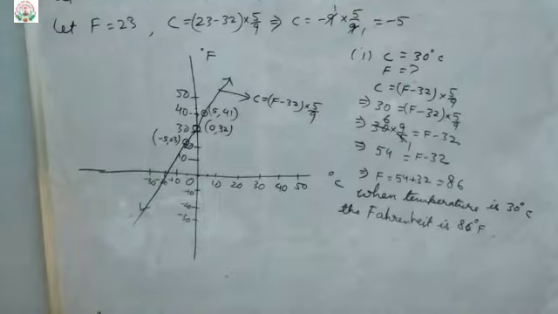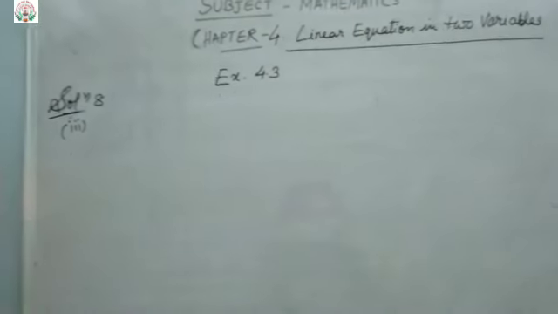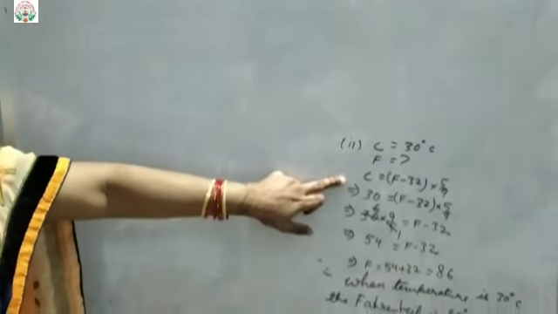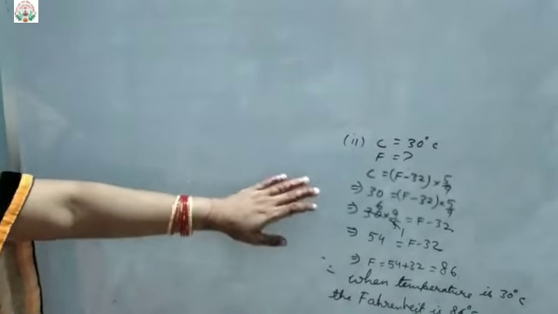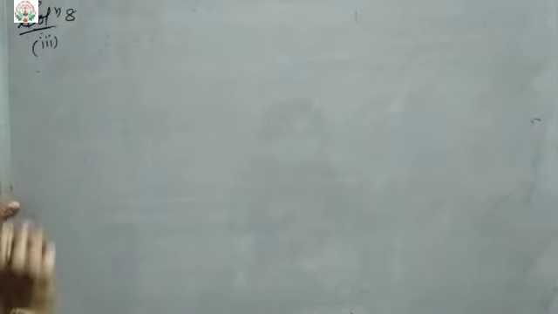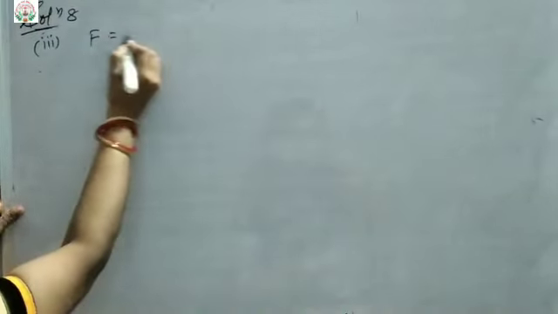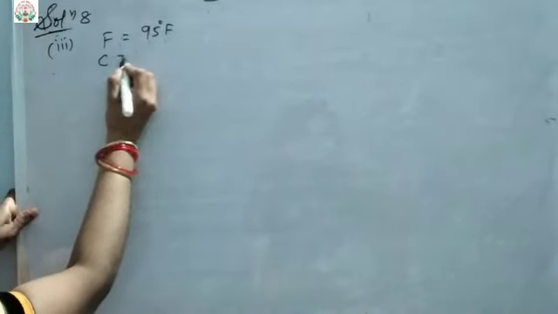Now let us move to the second. First one was graph, second was what we have solved, that one. Temperature is 30 degrees Celsius, then what will be the Fahrenheit value? That is the second one. Now third question is, if the temperature is 95 degree Fahrenheit, means when F is 95 degree Fahrenheit. So what you will have to find?